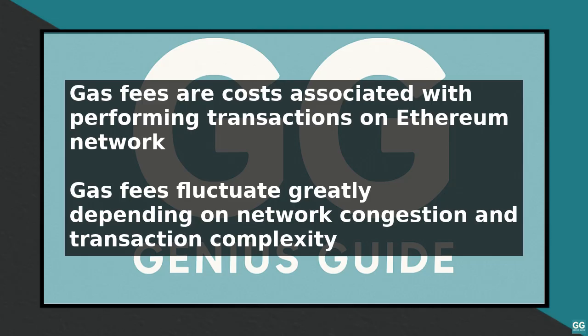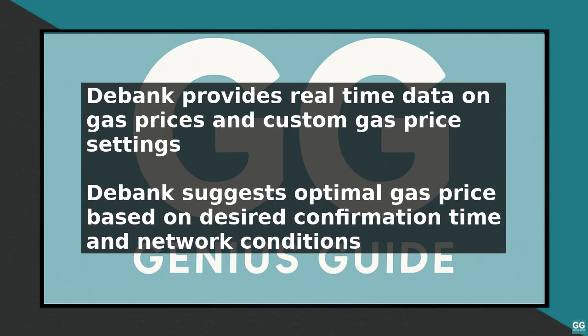A key concept to understand when using Debank is the difference between average and instant gas prices. Average gas prices are suitable for non-urgent transactions, while instant gas prices are better suited for time-sensitive transactions that require fast confirmation. To get the most out of Debank, it's essential to understand how to set custom gas prices. This involves specifying the maximum amount of gas you are willing to pay per unit of gas. By setting a custom gas price, users can avoid overpaying for gas and reduce their transaction costs.